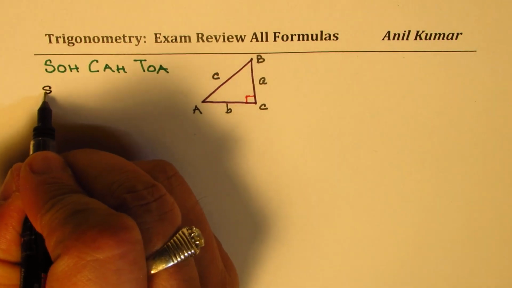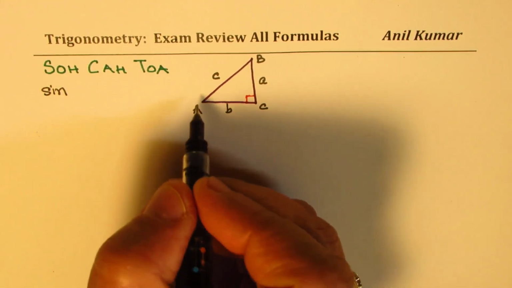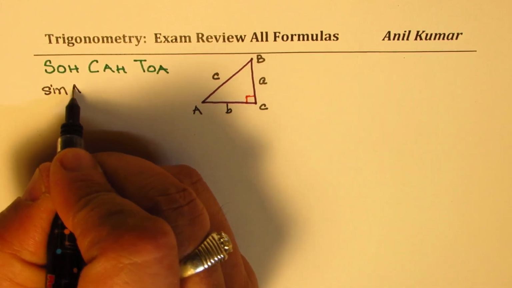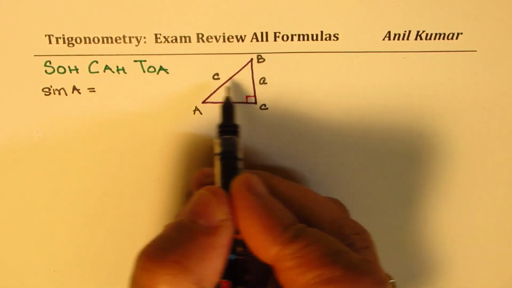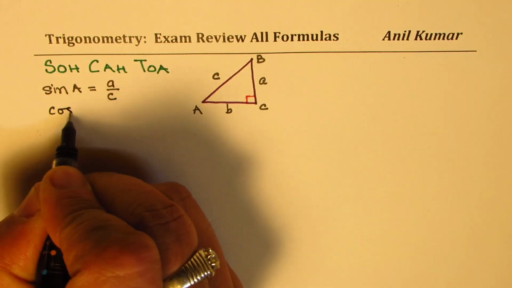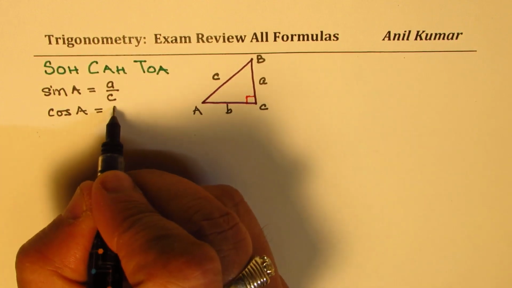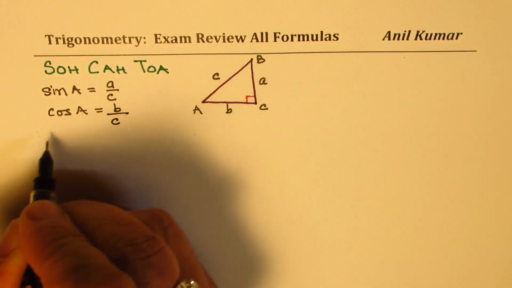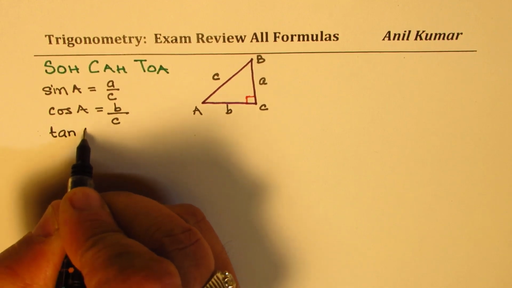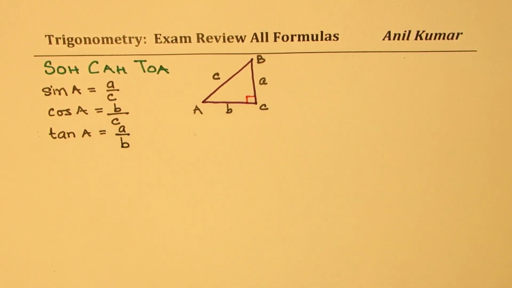So you could write this as sine of A will be equal to the opposite side a over hypotenuse c. Cos of A will be equal to adjacent side b over c, and tan of A will be equal to the opposite side a over b.